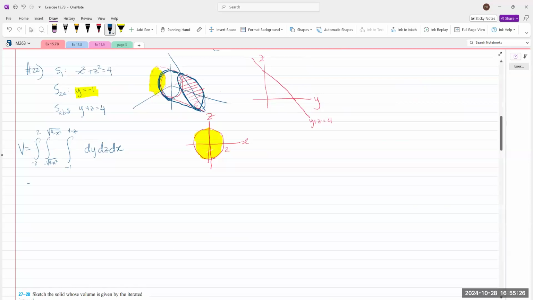Now the innermost integral: the integral from -2 to 2, of the integral from negative square root of 4 minus x squared to square root of 4 minus x squared, of 4 minus z minus -1, that is 5 minus z, dz dx.